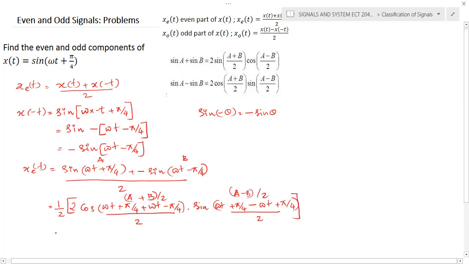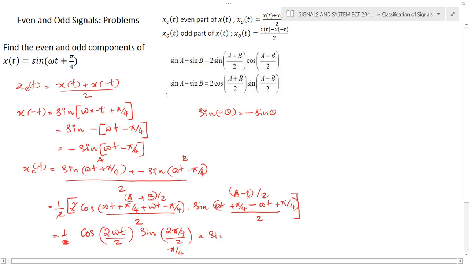Now we need to simplify this equation. So you'll get 1 by 2, and there's a 2 and 2. You can cancel these two values, so it's simply 1. And if you write this equation, it becomes cos of omega t plus omega t, which is 2 omega t, and pi by 4 and minus pi by 4 cancel, so divided by 2. This is the first part, and for the remaining part, sine, we will get 2 pi by 4 by 2. If you rearrange this, it's simply pi by 4.